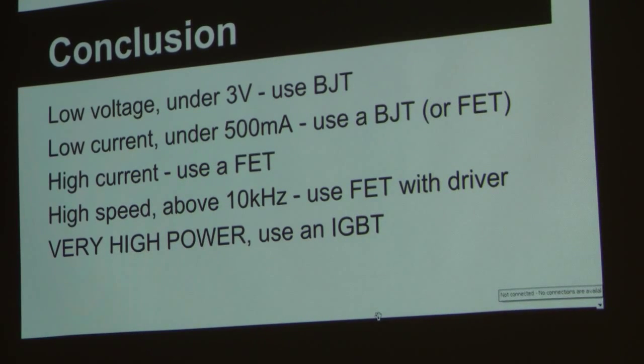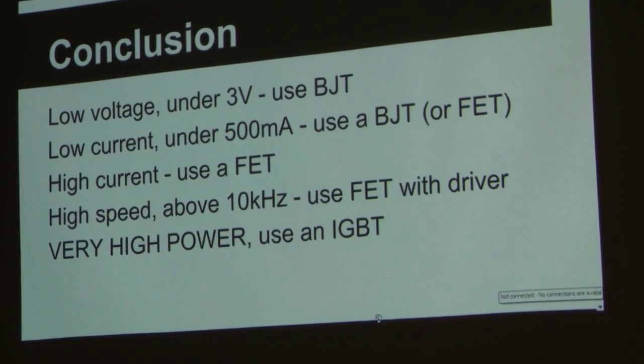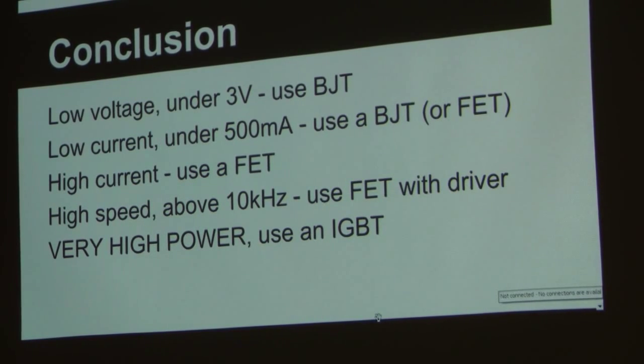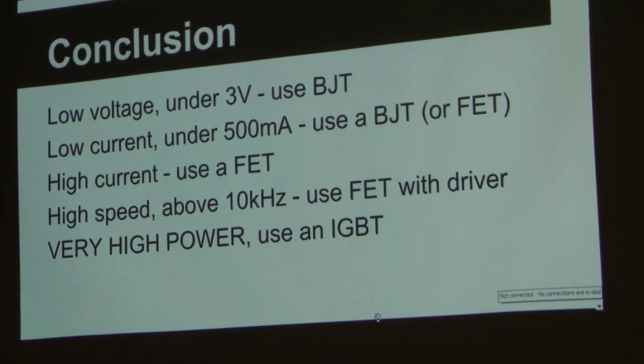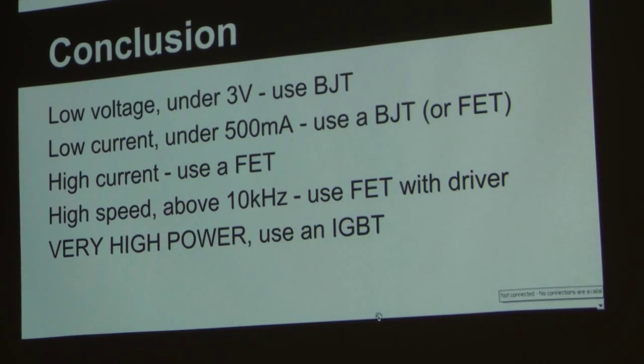What does BJT stand for? Bipolar junction transistor. Good question. The transistors fall into three different categories in general right now. BJTs, which are the oldest and most mature technology. We'll touch on NPN versus PNP.